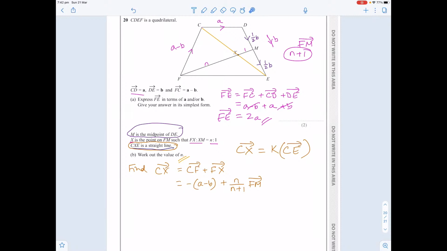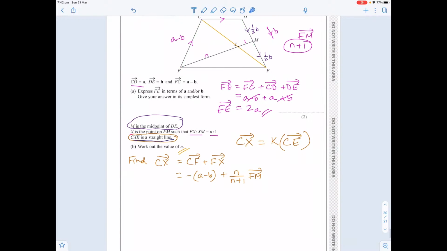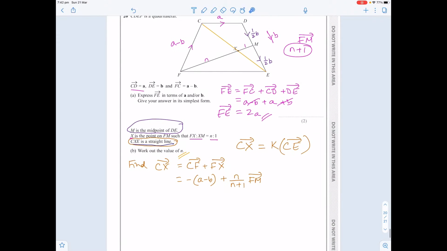Right, what is FM though? Okay, how do I find FM? How do I find that? I can go from F to C to D to M to find this. Or I can go from there to there to find that. In fact, let that disappear. Hold on, let's do that again. So I can go from F to C to D to M to go from F to M. Or I can go from F to E to M. The second one is probably easier, so we will use that one.